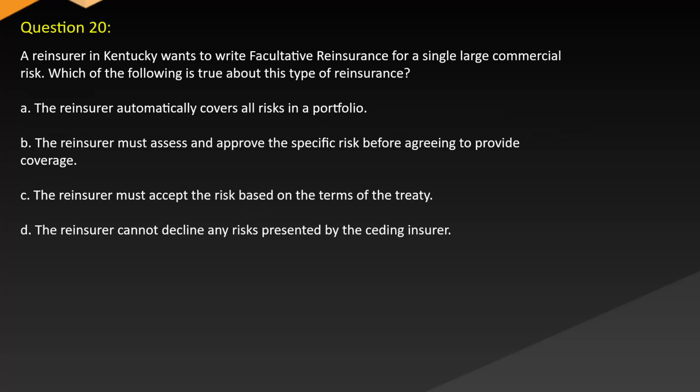Question 20. A reinsurer in Kentucky wants to write facultative reinsurance for a single large commercial risk. Which of the following is true about this type of reinsurance? A. The reinsurer automatically covers all risks in a portfolio. B. The reinsurer must assess and approve the specific risk before agreeing to provide coverage. C. The reinsurer must accept the risk based on the terms of the treaty. D. The reinsurer cannot decline any risks presented by the ceding insurer.